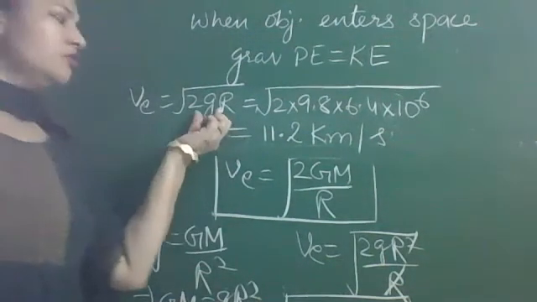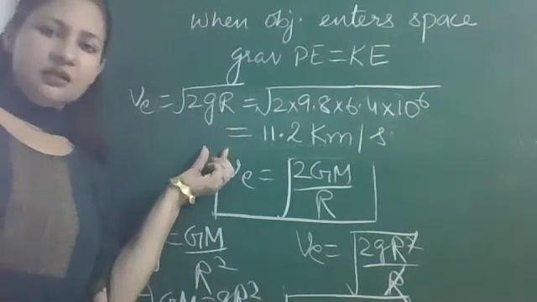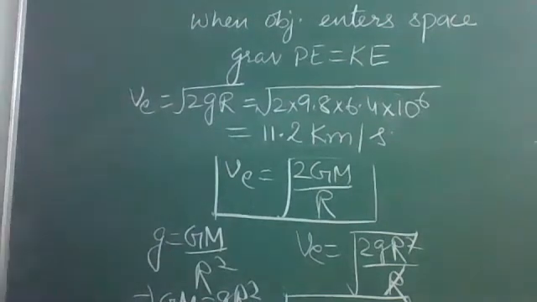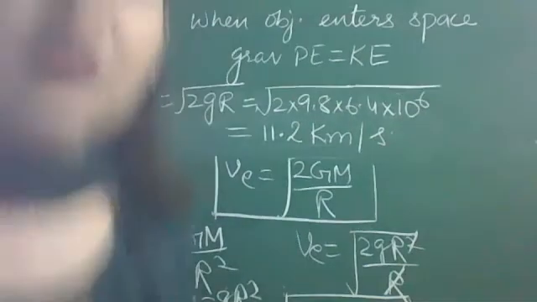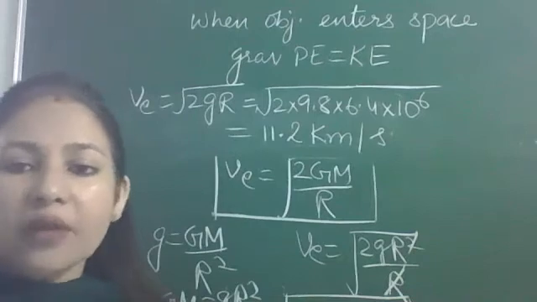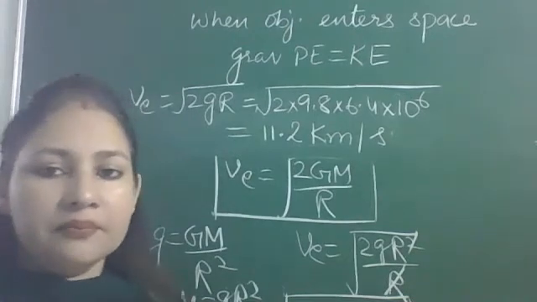Let us calculate it for the moon, for example. There, g on the moon is g by 6, so this value also gets reduced. For the moon, the value is quite less, only about 2.4 kilometer per second. So note it down: the value of escape velocity for the moon is 2.4 kilometer per second.